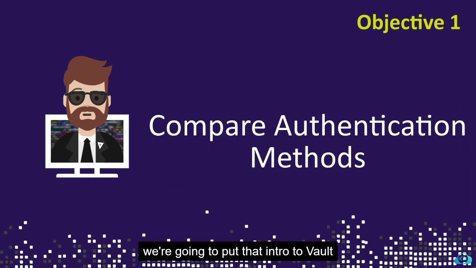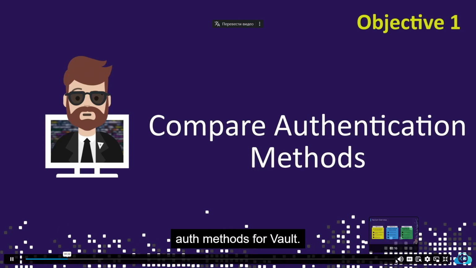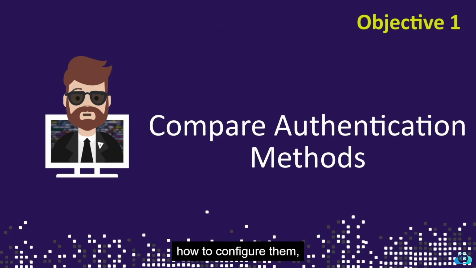In this section, we're going to put that intro to Vault in our rear view mirror, and we are going to set our sights on comparing authentication methods. Now, in this section, we're going to talk all about auth methods for Vault. So we're going to talk about how to enable them, how to configure them, and also how to use them. So it's going to be very important when we start interacting with Vault to really understand authentication methods.